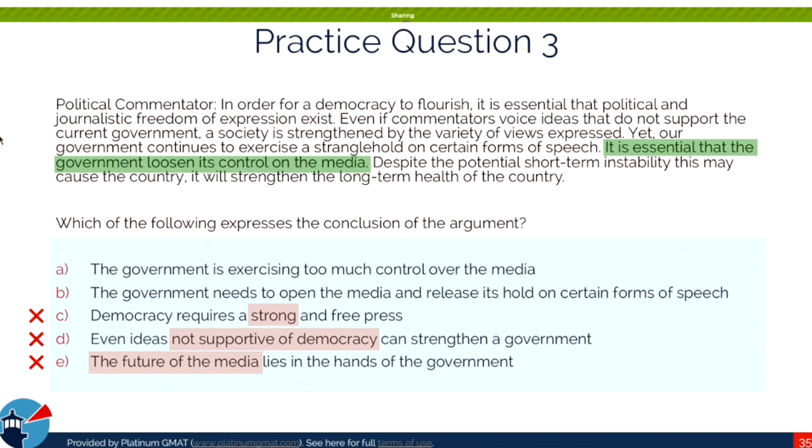Okay, now we're on to answer choice A. Well, A and B. And between A and B, I see that A says it's exercising too much control over the media. Well, that's fine, but what's the conclusion? What's the passage really trying to get you to do? They're trying to have a call to action. And the call to action is that the government needs to open the media. And therefore, I'm going to eliminate A in favor of B. And so B is the correct answer I end up settling on.